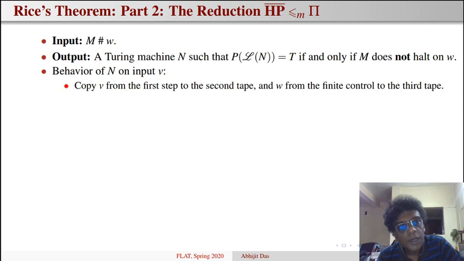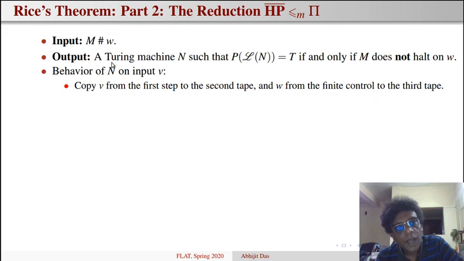So let's say V is presented to N in its first tape. This is the first step. V is copied from the first tape to the second tape. So it's a copy. V is there in both the first tape and the second tape. And W is copied from the finite control to the third tape.